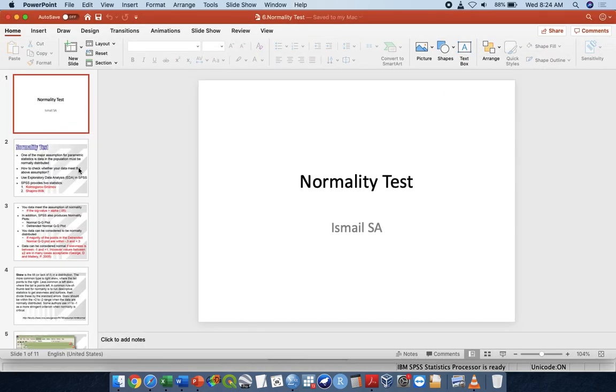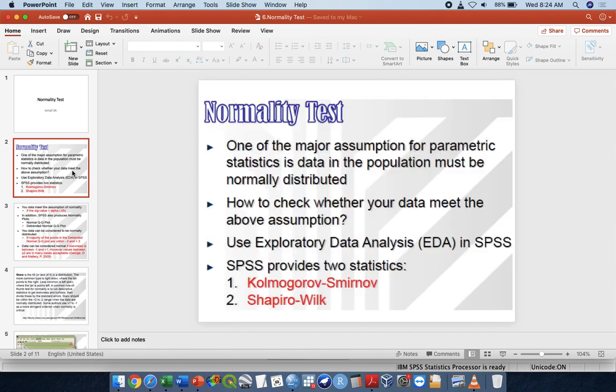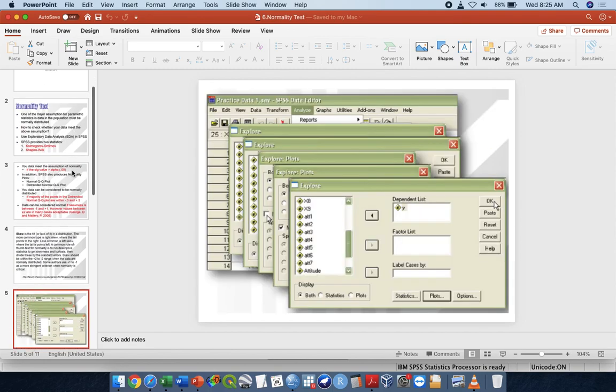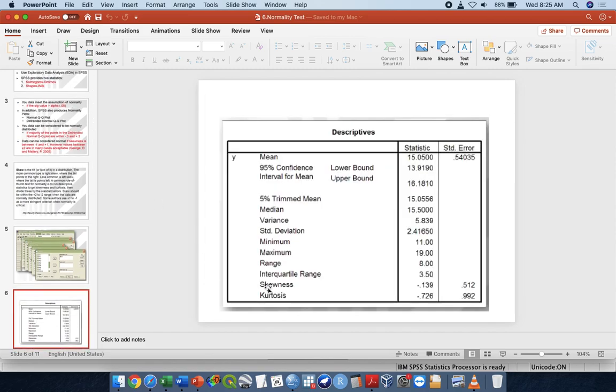If you forgot about the normality test, no worries, because we also supply the notes. You can refer back to the notes. And generally speaking, we have 2 items to be considered: the statistical approaches, and then the next one is the graphical approach. For the statistical approach, you can refer to the skewness and the kurtosis, which I already mentioned to you before.